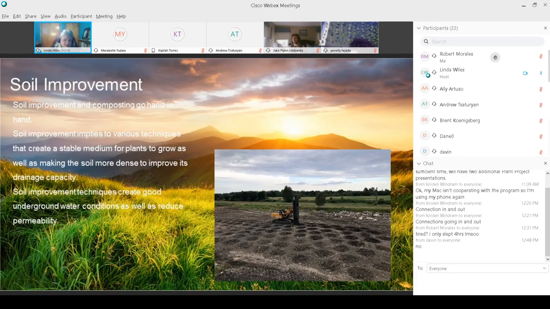Okay, so here's soil improvements. So you can see on this section, what are they doing here? I'm not sure what they're doing there. It looks like they're digging holes. Okay, if they're digging holes at that level and at that size, they're probably putting in a nursery and everything.